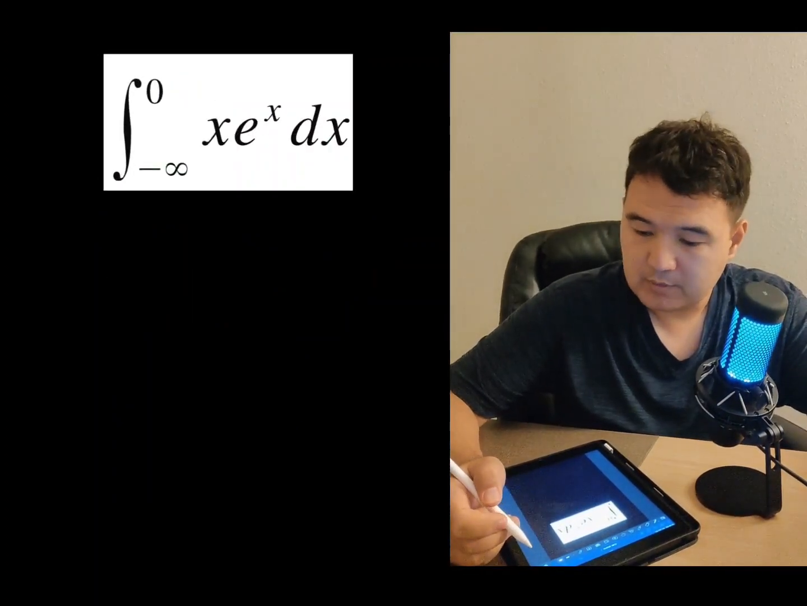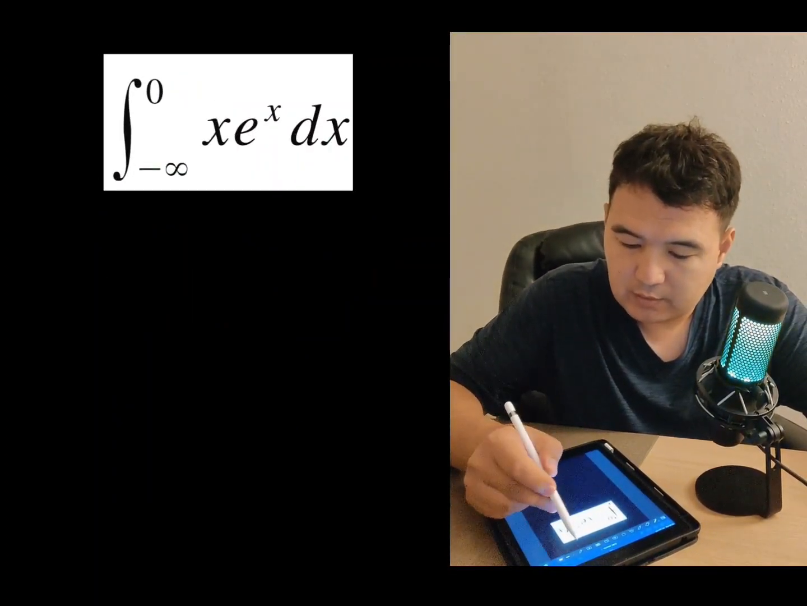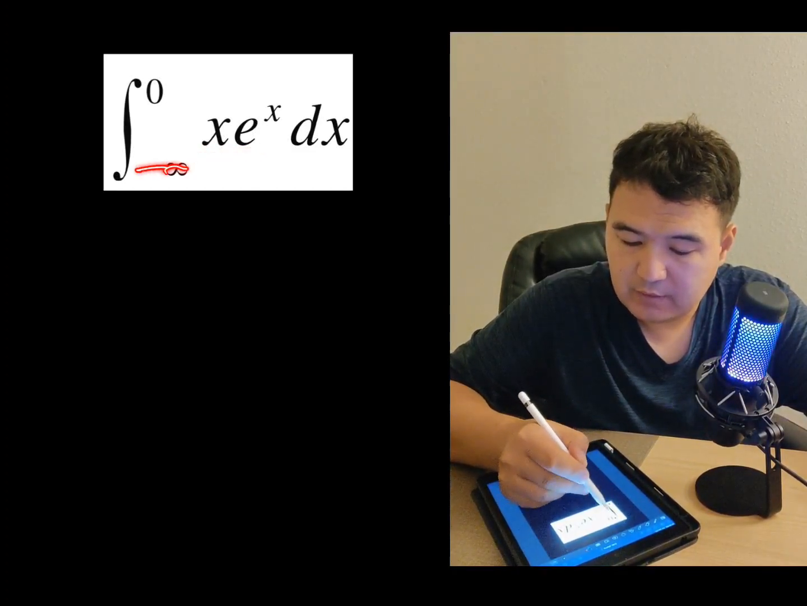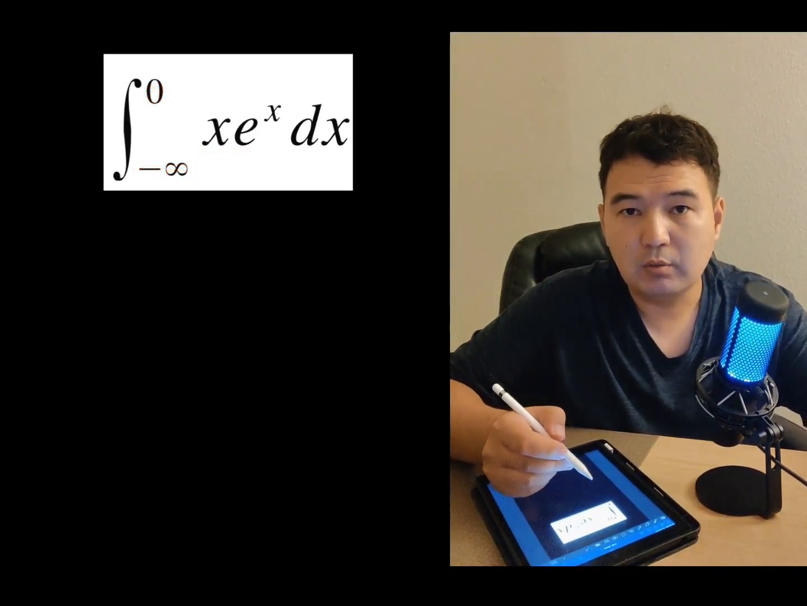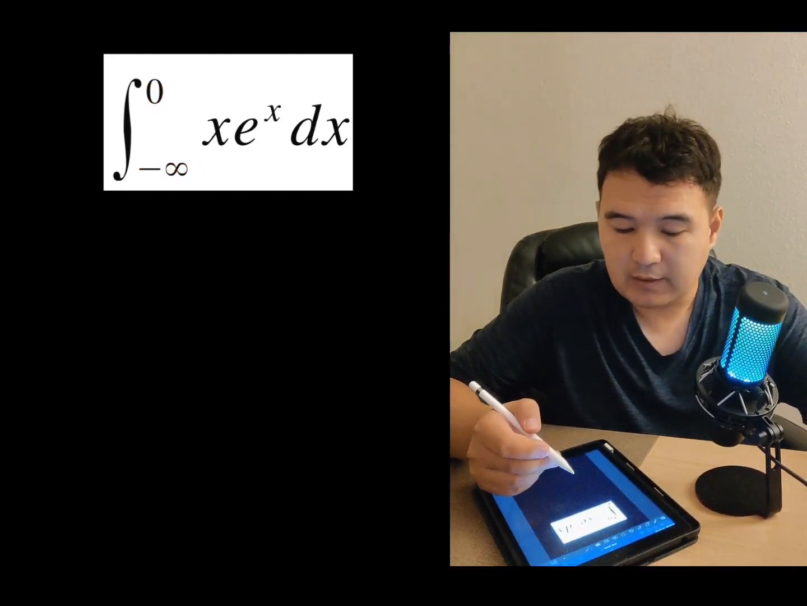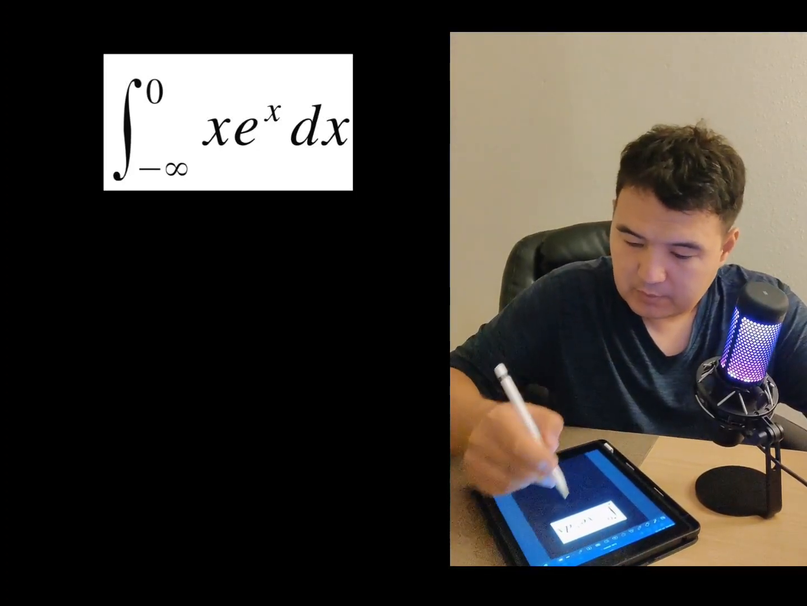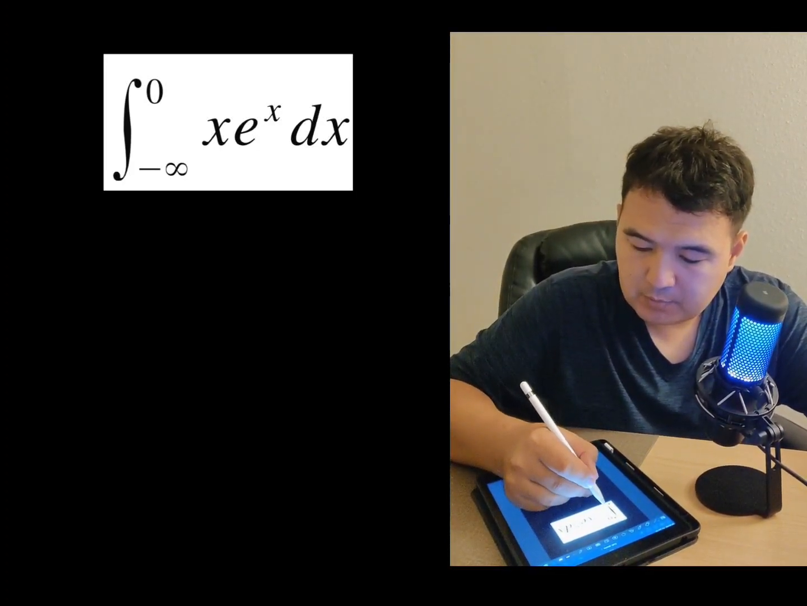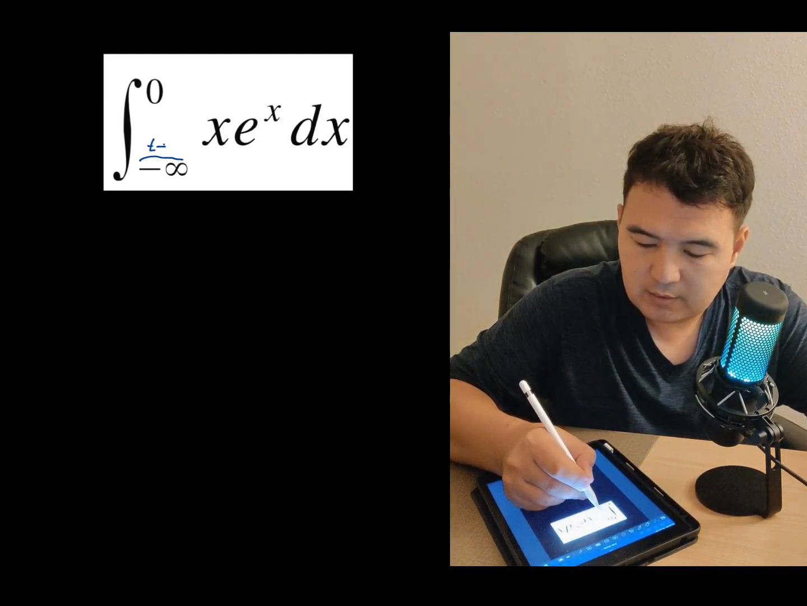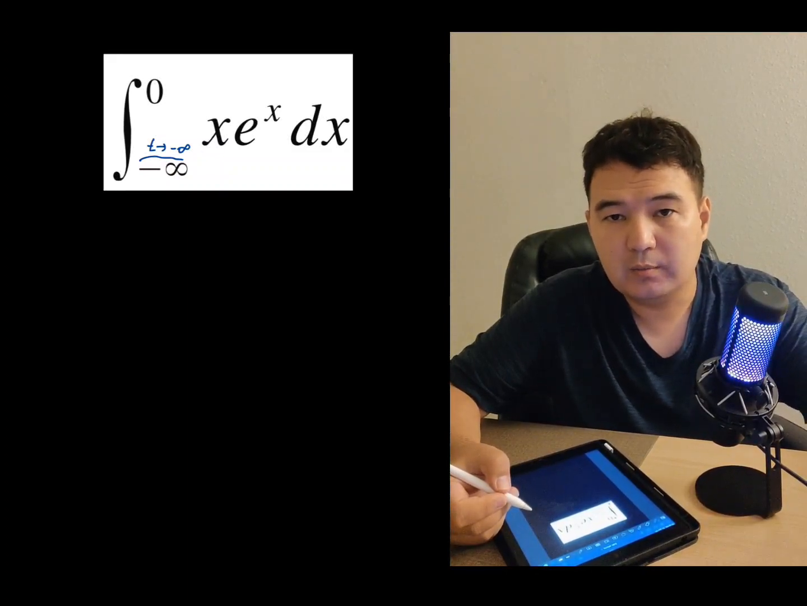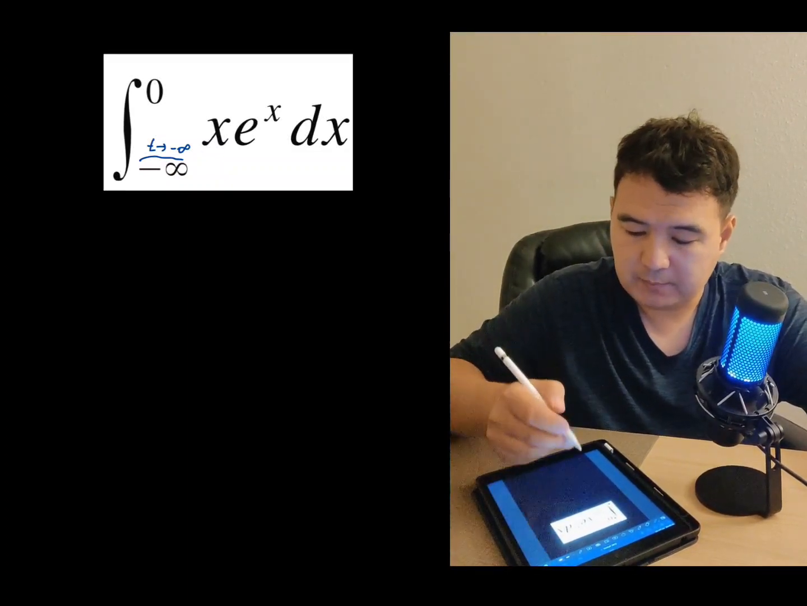Okay, the second problem is the following. We want to take the integral of x times e^x from negative infinity to 0. So the lower boundary is negative infinity. Again, we are going to use the property of improper integrals and set this to be t, and after finding the integral we can take the limit as t goes to negative infinity.